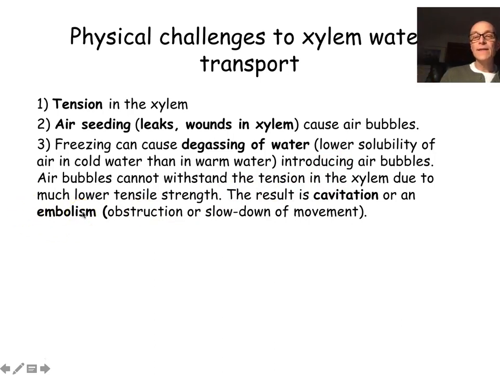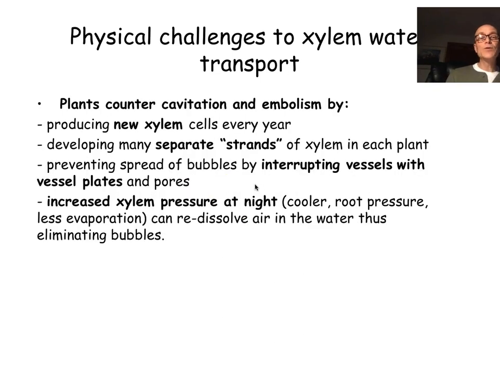So they can create a lack of tension in the xylem, and so then there's no movement of the water anymore through the plant. So what do plants do to prevent that? Well, they can produce new xylem cells every year. So when their cells have embolisms, then they just produce new ones. They can produce separate strands so that they're not dependent on one strand of xylem to move the water from the roots to the leaves.